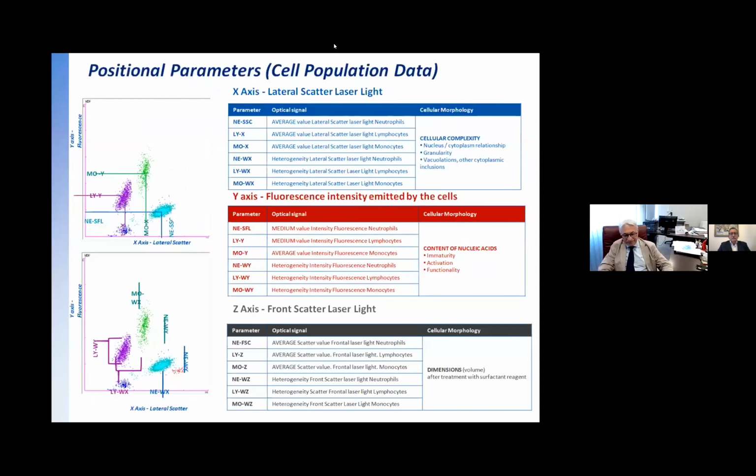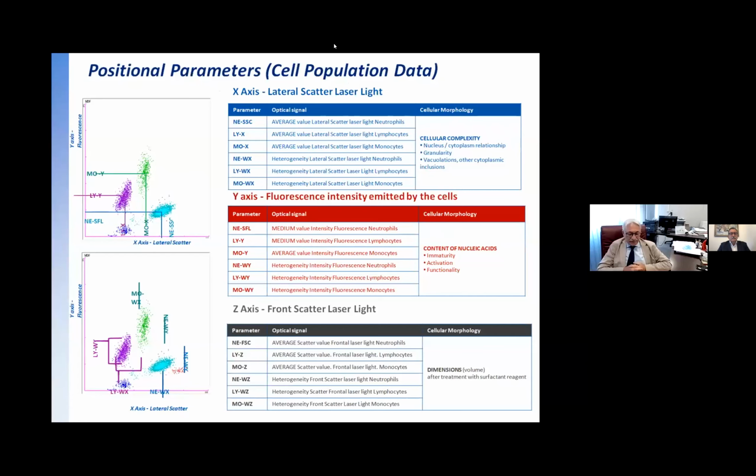To the left, you can see the average values on the horizontal axis of monocytes, lymphocytes, and neutrophils, on the vertical axis. And then we therefore evaluate the cellular complexity of these three cell populations. In the fluorescences against the lateral scatter, you can see the variability of these parameters. And there you can see that these parameters are very important and can help us in coming up with an early diagnosis of sepsis, as we can see better now.